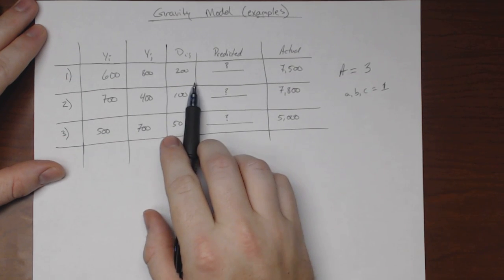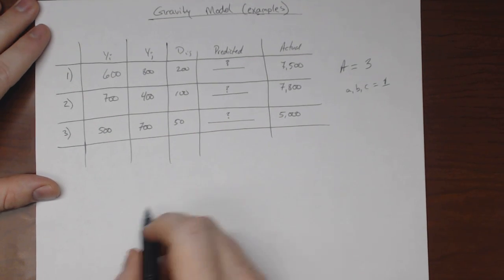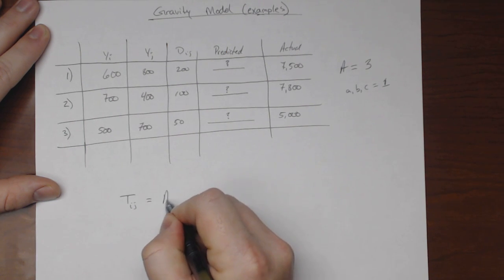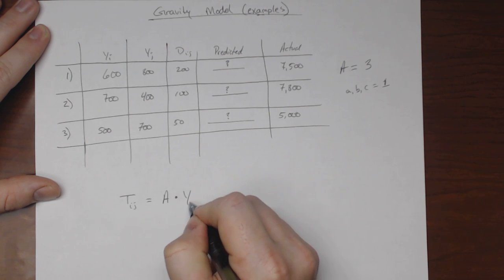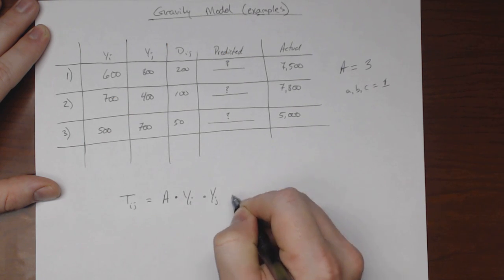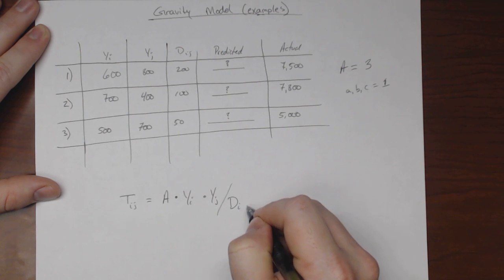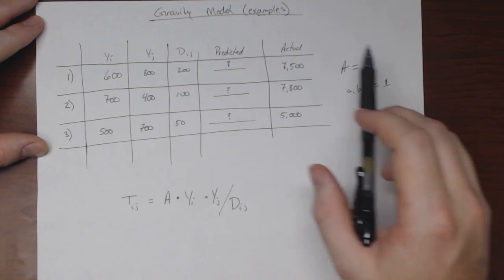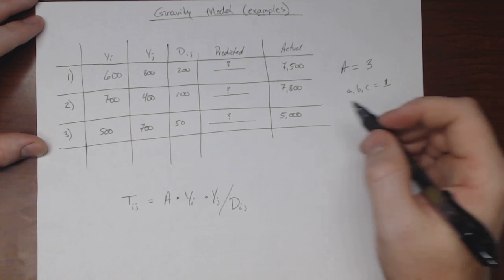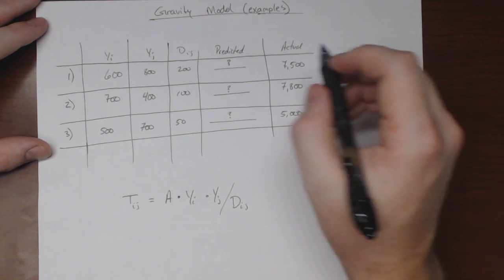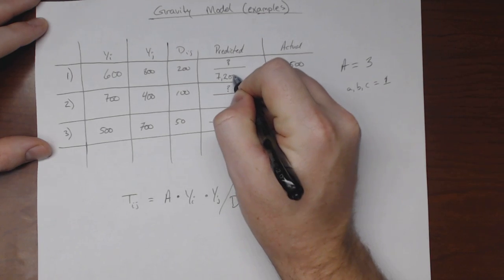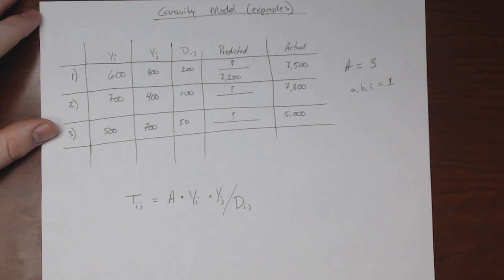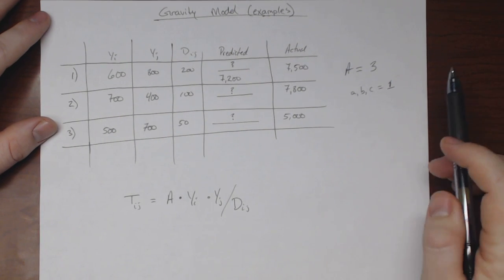If you work through this with A equals 3, remember the gravity model is T sub ij equals A times y sub i times y sub j, all divided by d sub ij. So we're going to take 3 times 600 times 800, and divide by 200. That will give us a predicted value of 7,200, which is pretty close to 7,500. Nothing too big about that one.